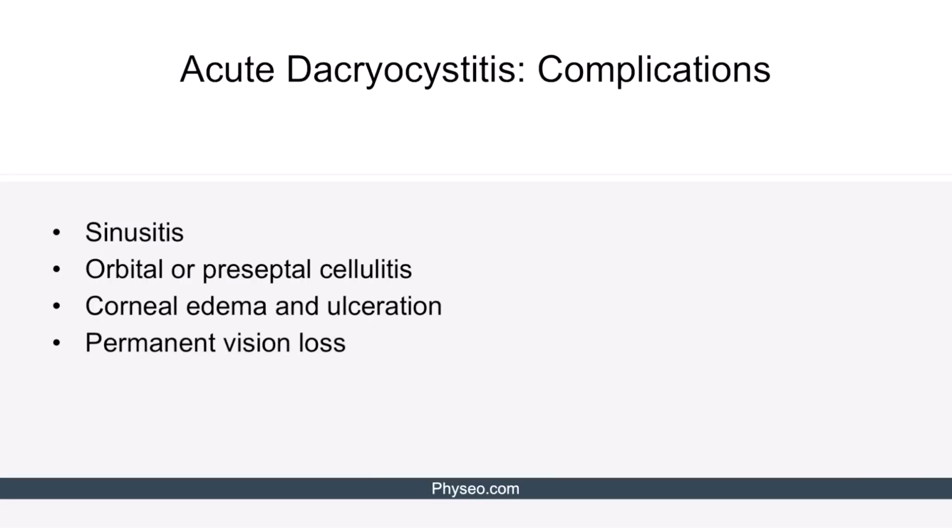Acute dacryocystitis can be followed by severe complications like sinusitis due to contiguous spread of bacteria from the lacrimal sac to the paranasal sinuses. Contiguous bacterial spread can also lead to orbital or preseptal cellulitis following acute dacryocystitis. Additionally, accumulation of pus anterior to the eye can result in corneal edema, ulceration, and permanent vision loss.